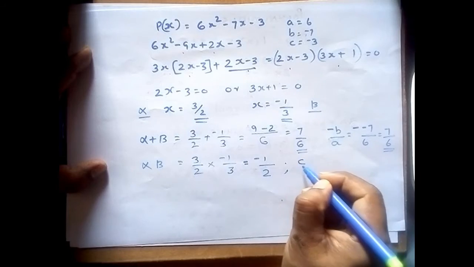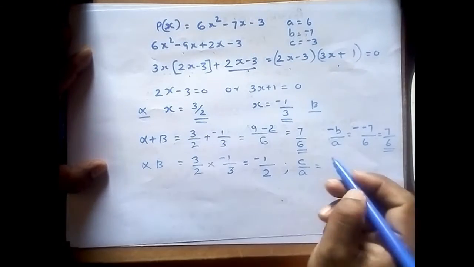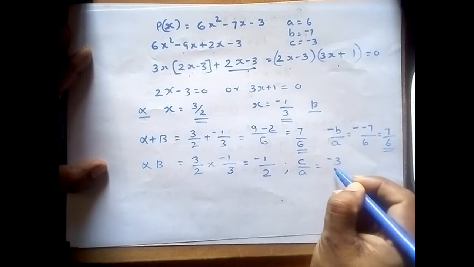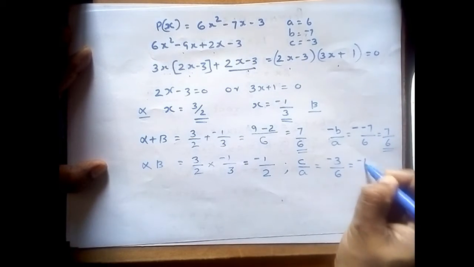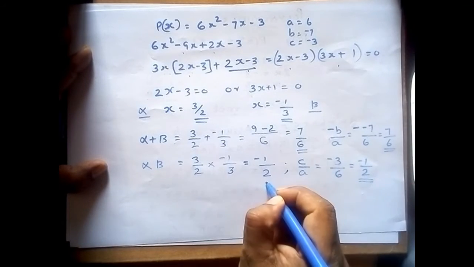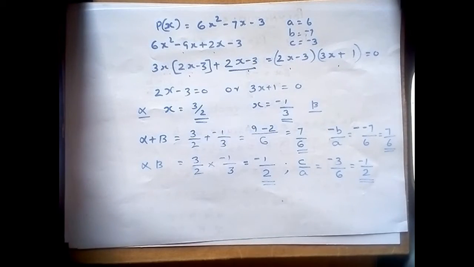What about c by a? c by a is equal to -3 divided by 6, and that is again equal to -1/2. So we again found that alpha beta is equal to c by a. So this is a demonstration of the result we have proved for the general equation ax square plus bx plus c. So I am repeating, if alpha and beta are the roots of the equation ax square plus bx plus c, then the sum of roots alpha plus beta is equal to minus b by a, and the product of the roots alpha beta is equal to c by a.